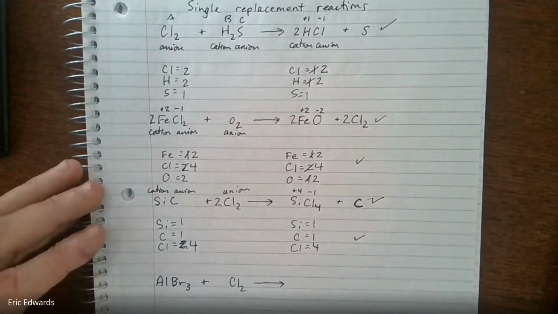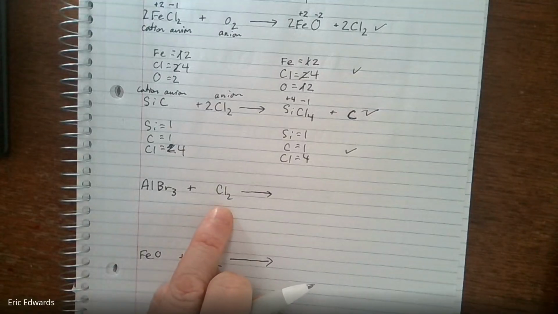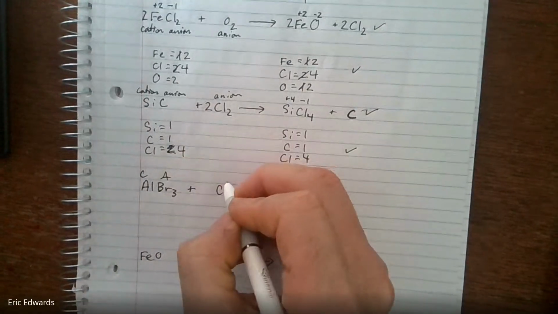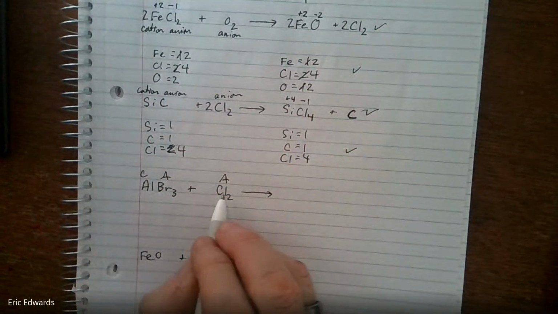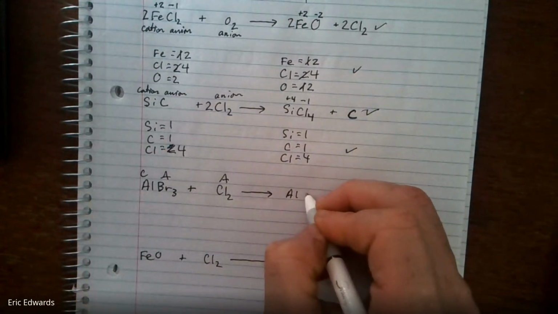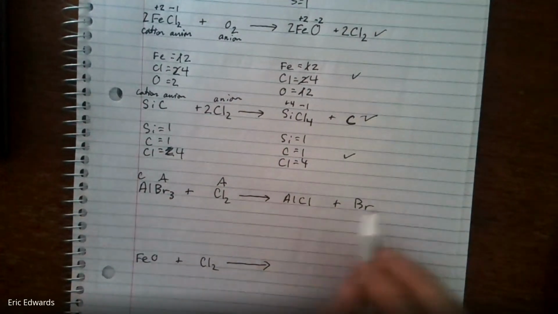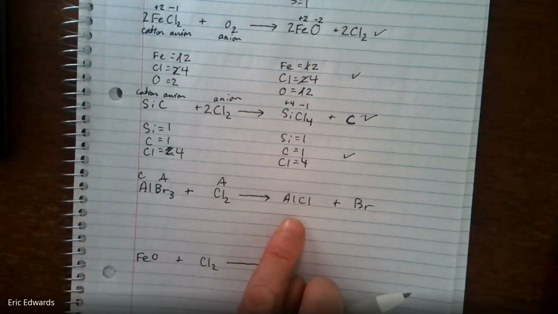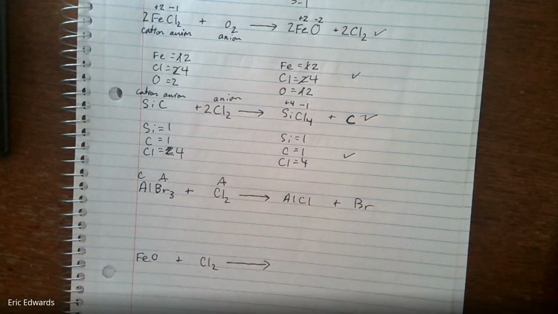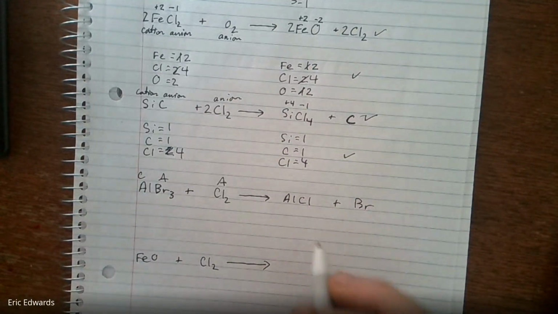Okay? The next one is AlBr3 and Cl2. And this one, this is the cation, this is the anion. This is also an anion because it's in 17. And we've got AlCl plus Br. Just right now, just bring over the elements. And then we have to fix them. Is that the correct thing? All right. So is that the correct formula?